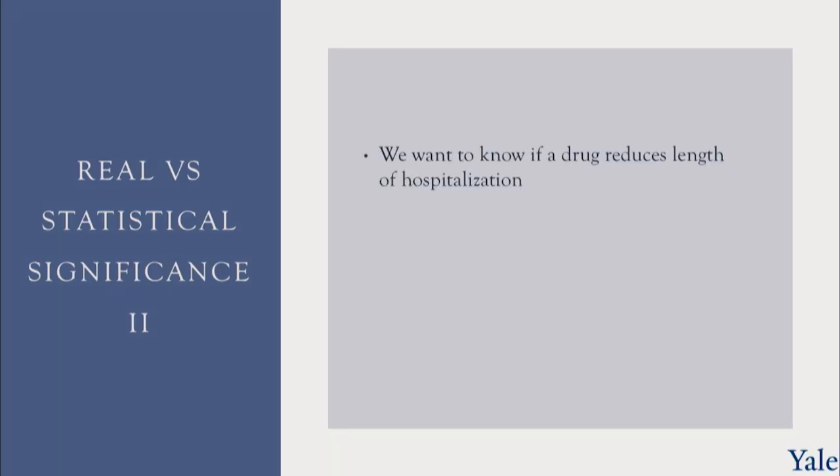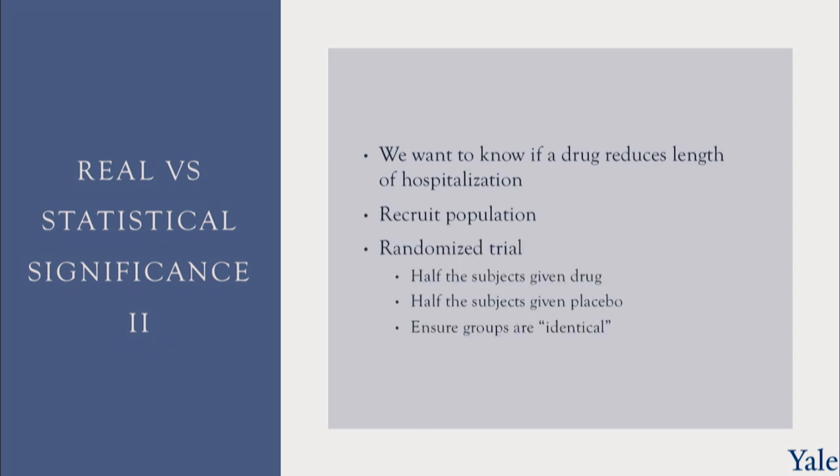So we want to know, and this is going to recap what we just talked about, whether a drug reduces the length of hospitalization. We recruit a population, and we do a randomized trial. Half the subjects are given the drug, half the subjects are given placebo, and we really want to ensure the groups are identical. So the age distribution, the prior health, the sex distribution, the racial distribution of all those groups are identical as much as humanly possible. The only thing different between the groups is whether we're given the drug or not.